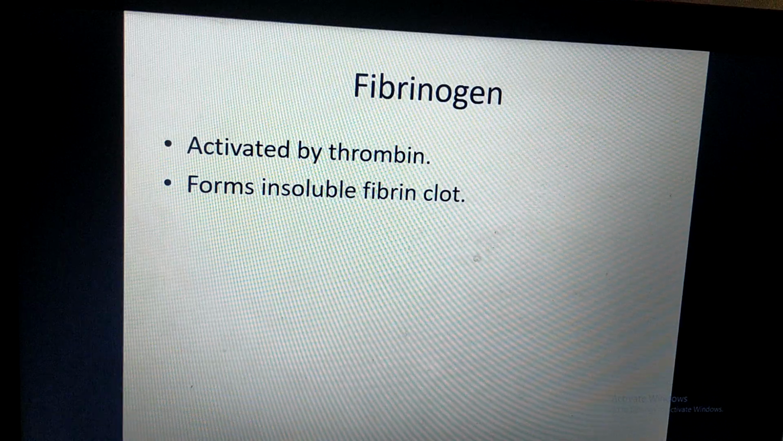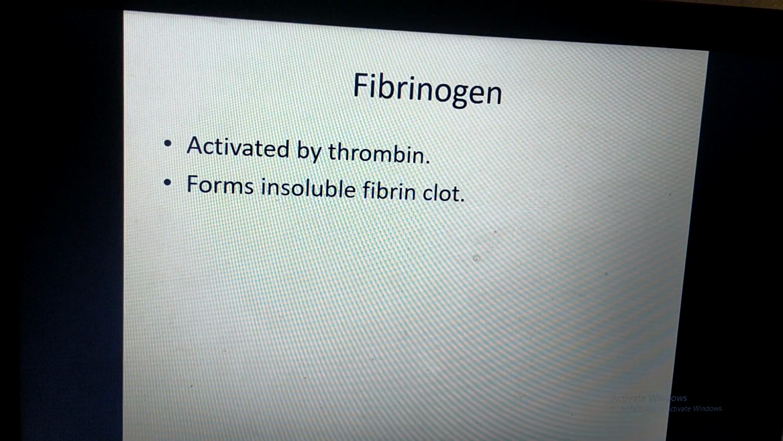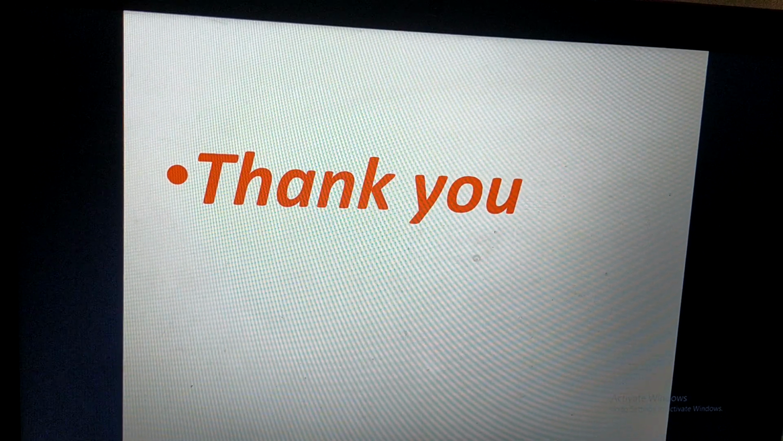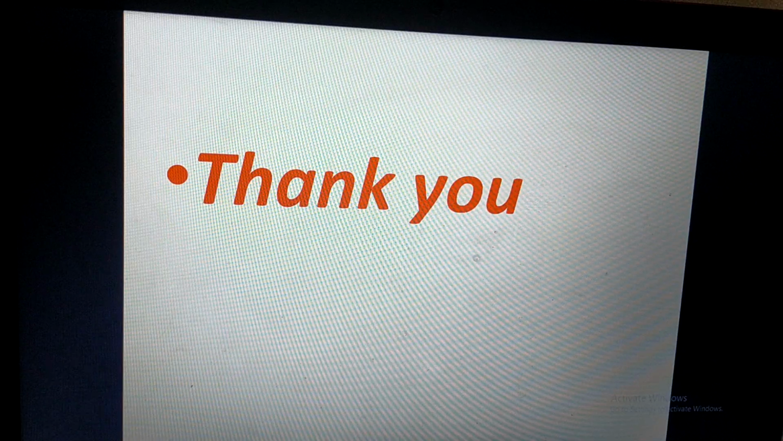Next plasma protein is fibrinogen. What is fibrinogen? It is activated by thrombin and it forms an insoluble fibrin clot and helps in coagulation. So this is about the plasma proteins, where we have seen albumins and globulins and fibrinogen. Thank you very much.